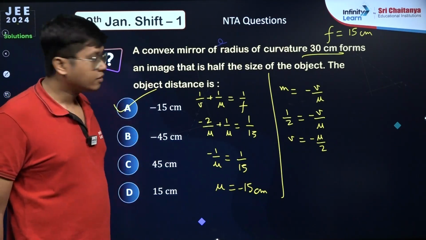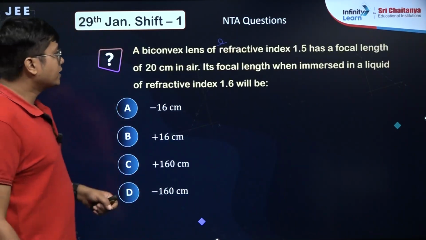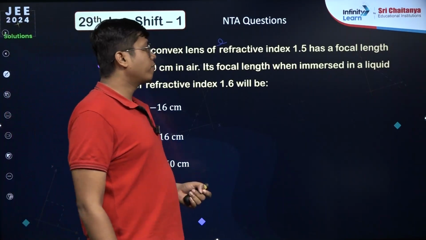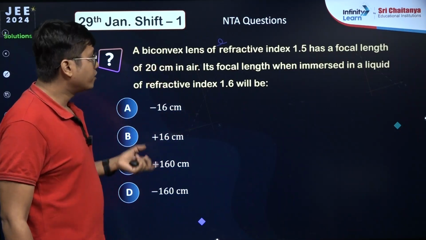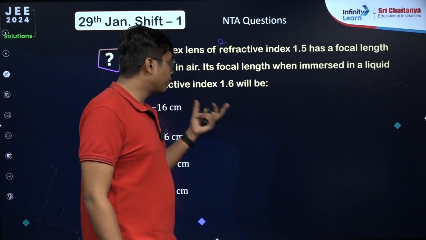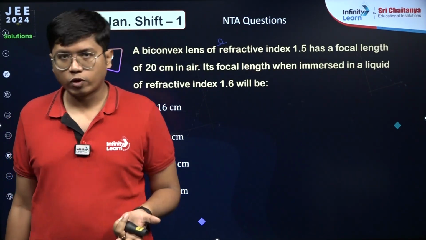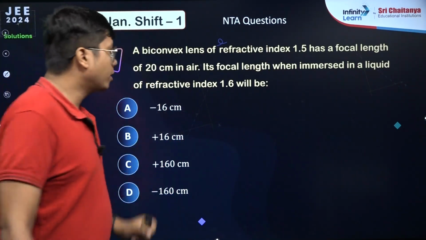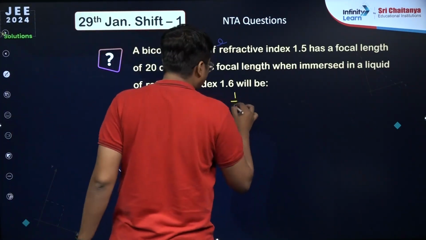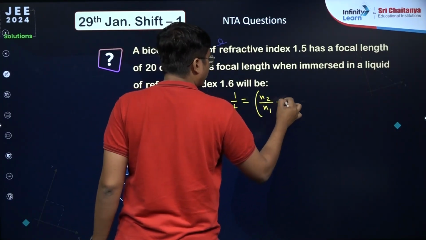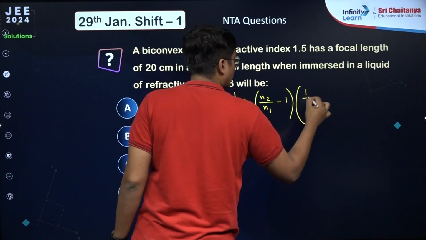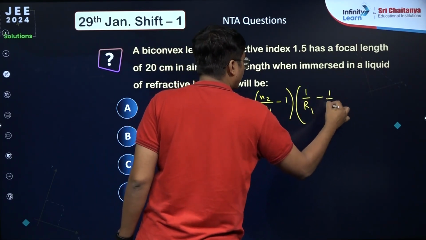That's the object distance. Next question says that a biconvex lens of refractive index 1.5 has a focal length of 20 centimeter in air. What will its focal length be when immersed in a liquid of refractive index 1.6? So we use the lens maker formula over here, which says that 1 by F is equal to N2 by N1 minus 1, 1 by R1 minus 1 by R2.